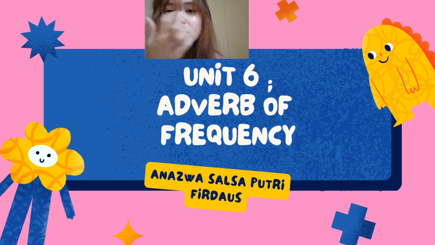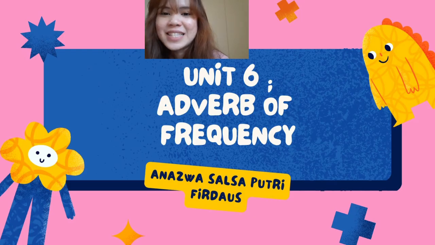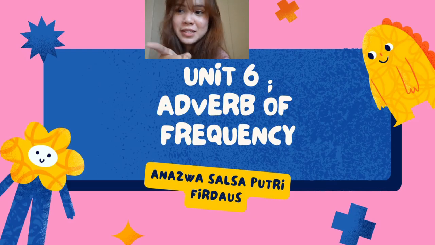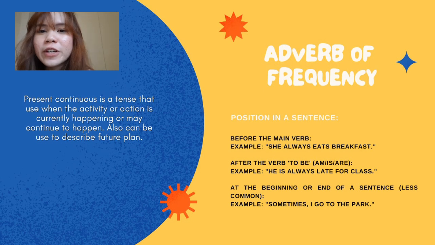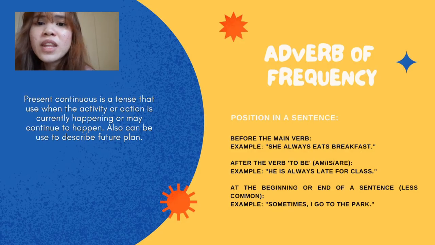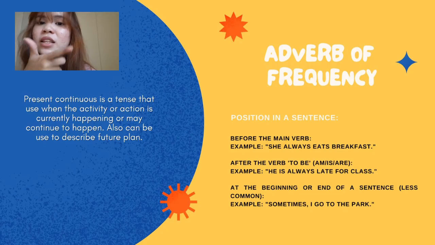Okay, the next material I will explain is adverbs of frequency and their position in sentences. First, let's define what adverbs of frequency are. They describe how often an action happens, like always, sometimes, never, and so on.